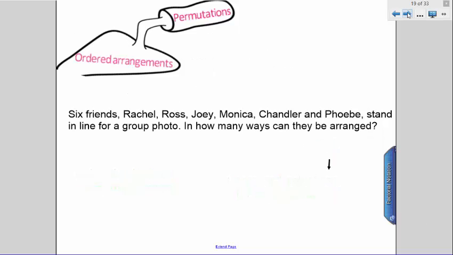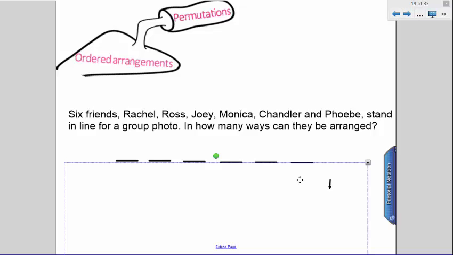Consider 6 friends, Rachel, Ross, Joey, Monica, Chandler and Phoebe, who stand in a line for a group photo. In how many ways can they be arranged? Before we look at it, take a guess. How many ways do you think they can be arranged? Write down your guess. Don't be shy.